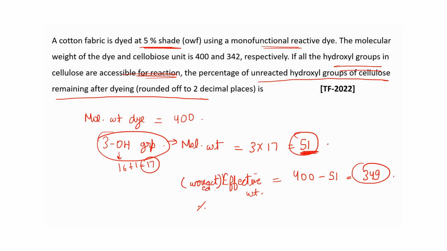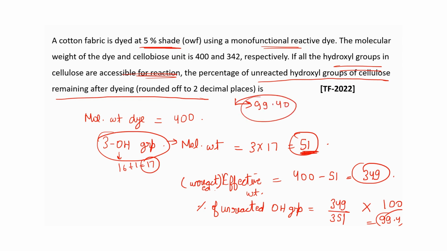So percentage of unreacted OH group will come out to be 349 is the weight and total weight is 351, upon 100. It will come out to be 99.4%. So this is the answer. In 2 decimal places, it is 99.40.